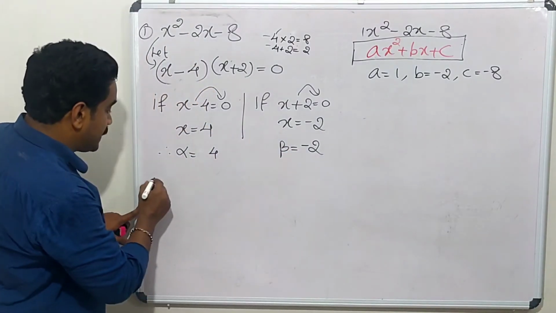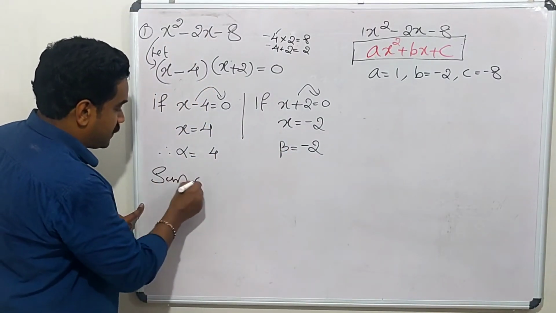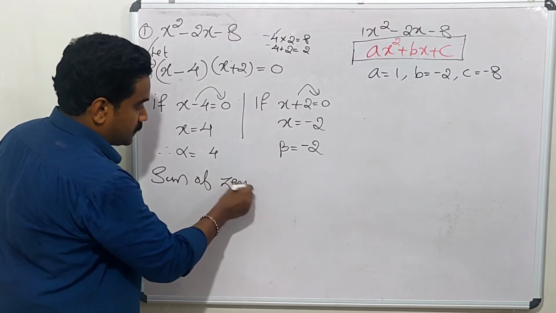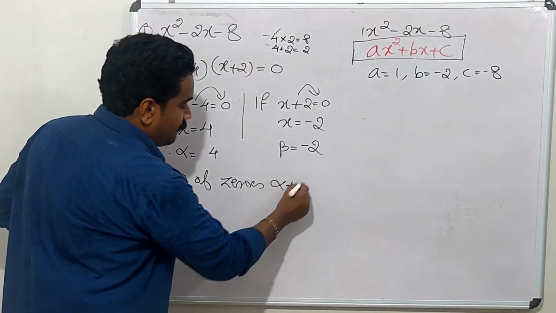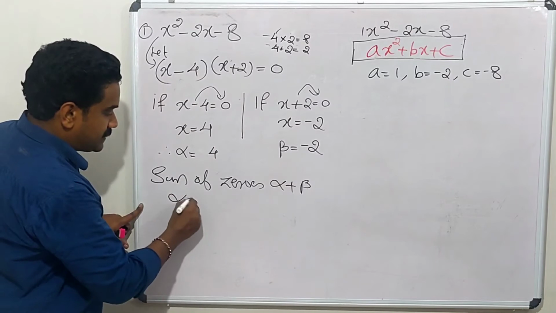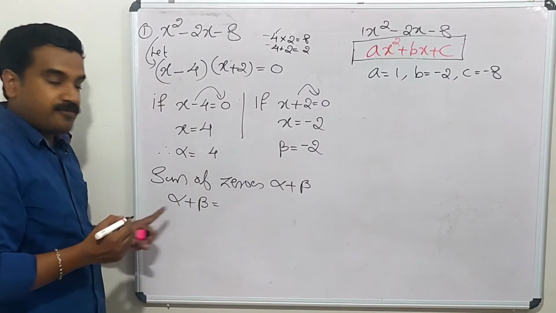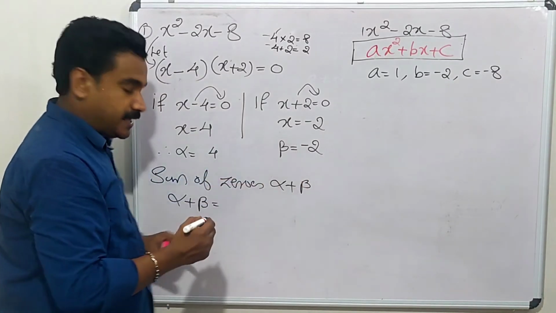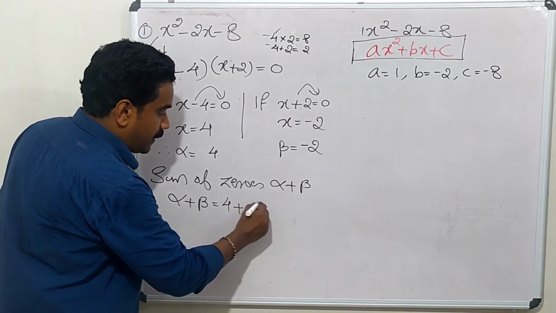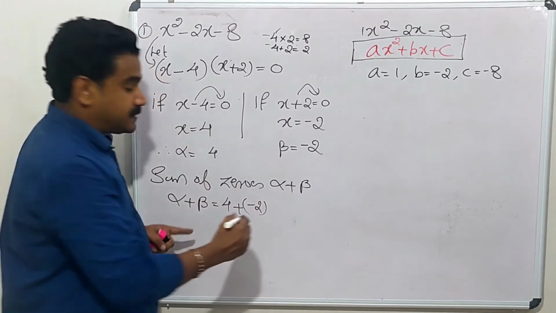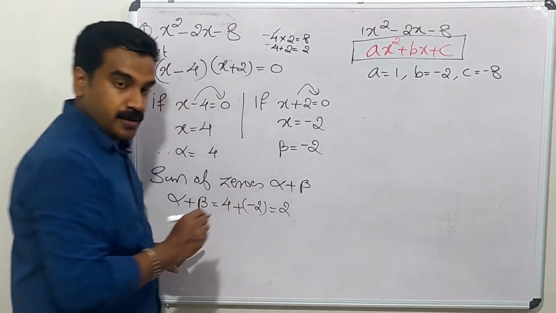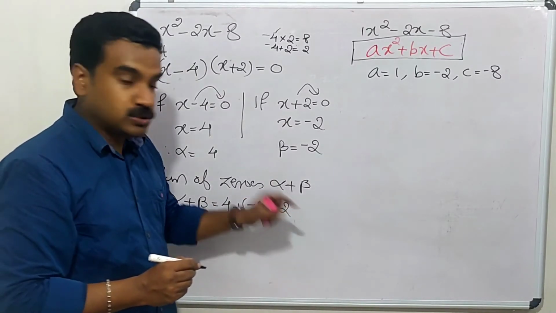Next we want to find the sum of the zeros. What is the sum of zeros? That is alpha plus beta. Check what is alpha plus beta. Alpha is 4, beta is -2, so it becomes 4 plus -2. What is 4 plus -2? That is 2. So we got alpha plus beta equal to 2.